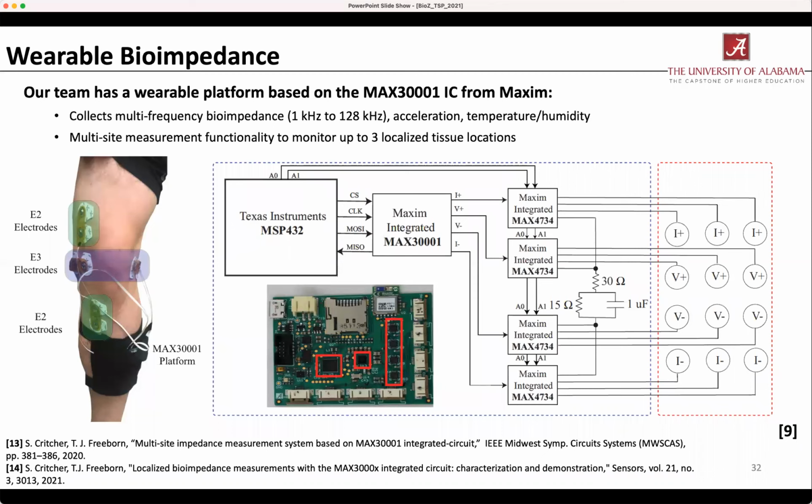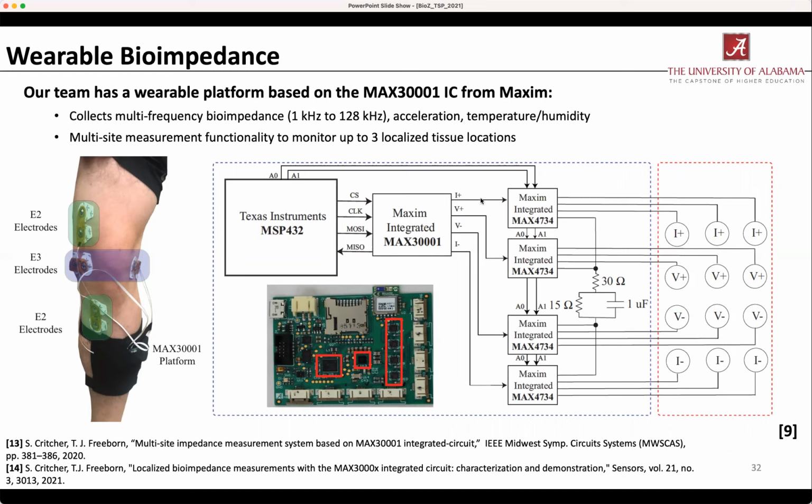So we do work on that front also. Our group has a wearable platform based on a bioimpedance sensing integrated circuit from Maxim, the MAX30001. We've developed our own wearable platform. It can collect data from multiple tissue sites. So we're collecting both tissue impedance. We're showing the platform here. It's a PCB, a microcontroller based system.